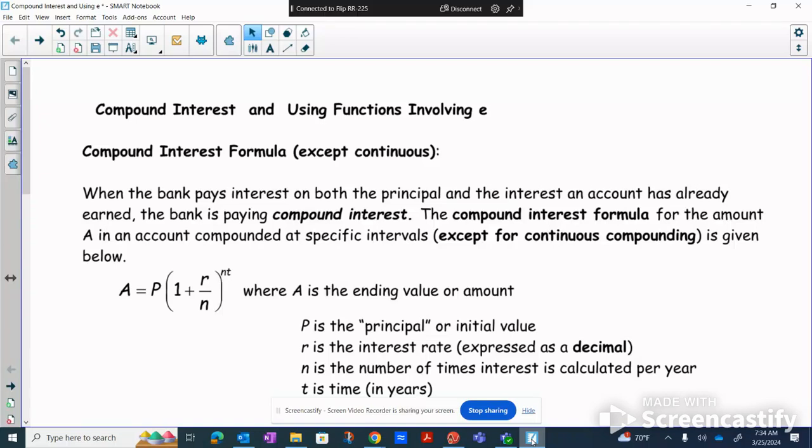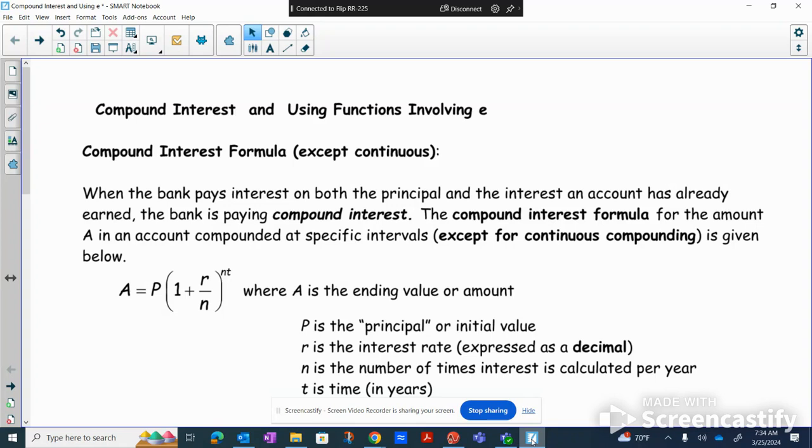This lesson is about compounding interest, and we're going to be using the compound interest formula below. So we have this formula: A equals P times the quantity 1 plus R over N raised to the NT power. As you can see here, A represents the ending value that we're going to end up with. P is the principal or initial value. R is the interest rate. And this is very important that the interest rate be expressed as a decimal.